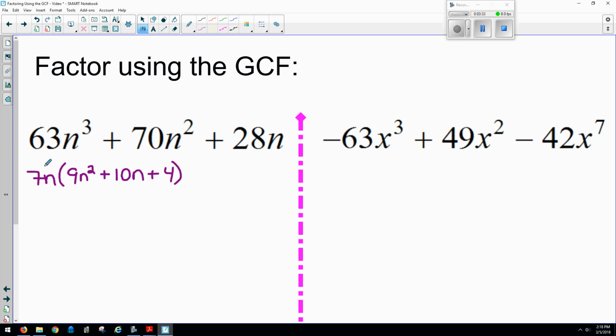So if I were to distribute this 7n to all three terms, I would end up with what I started with. And that's what we want.